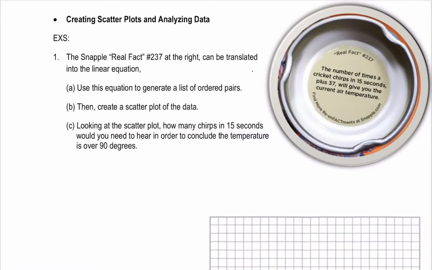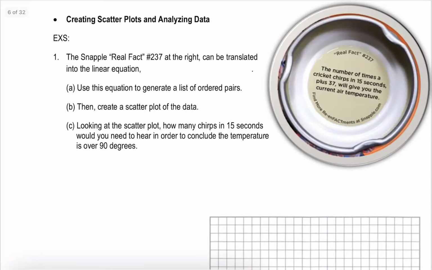All right, so our last example in 3.1, we're going to create a little scatter plot and analyze that graph. So here's a little Snapple fact lid. I actually had that Snapple fact one time. It said that the number of times a cricket chirps in 15 seconds plus 37 will give you the current air temperature. So the first thing I want us to do, you kind of see a blank. It says this can be translated into the linear equation, and then that is for us to do.